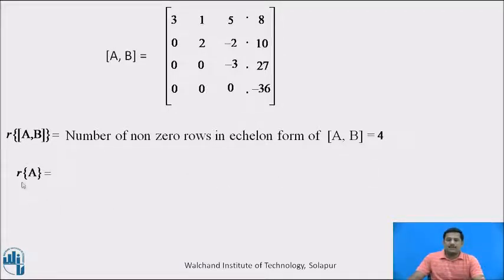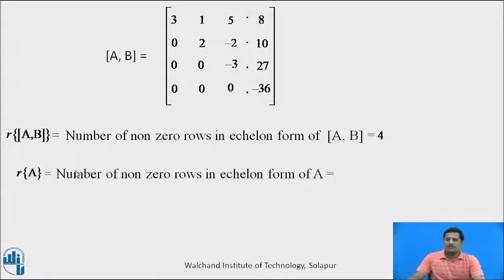Now next, rank of A, which is what? Number of non-zero rows in the echelon form of A. Where is the echelon form of A? The shaded region is the echelon form of coefficient matrix A. Now let us count the number of non-zero rows. This is first, this is second, this is third. This fourth one is a 0 row. So in all we are having how many non-zero rows? 3 non-zero rows. That's why I can write here 3.